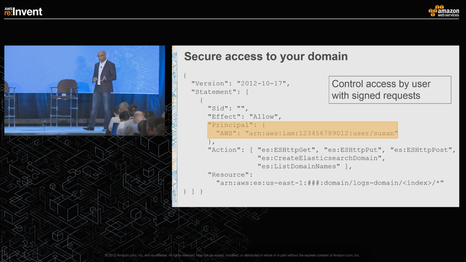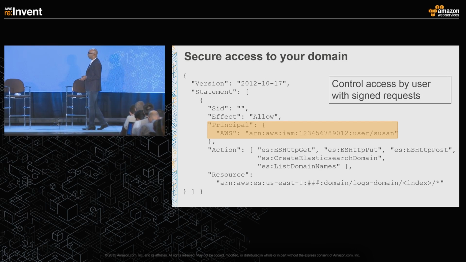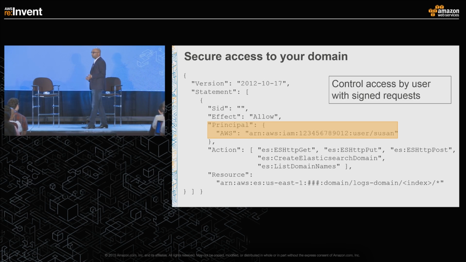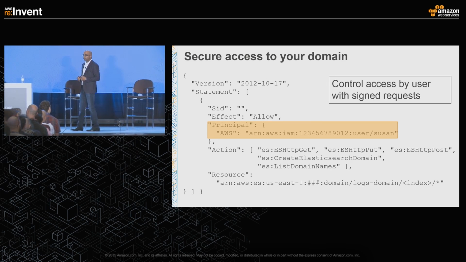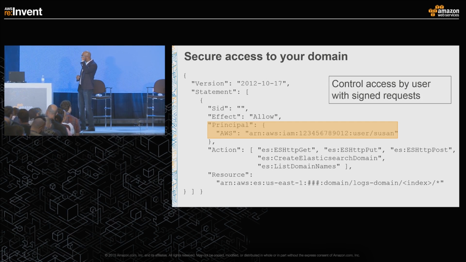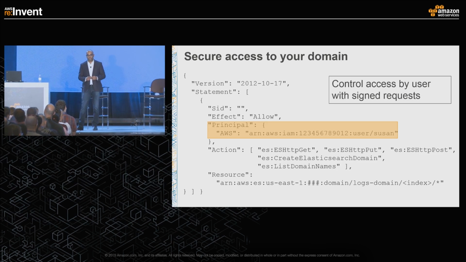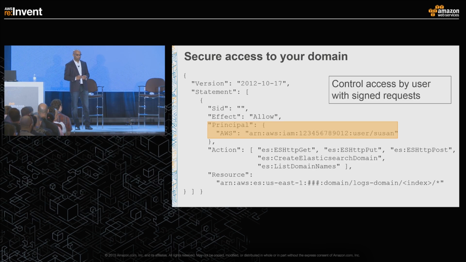So in this example policy, we have the principal element that we're using to specify which user has access to whatever action we want to give them access to. So this is a user policy, a user-based policy, and we're specifying the user that has control to do what we're allowing them to do.